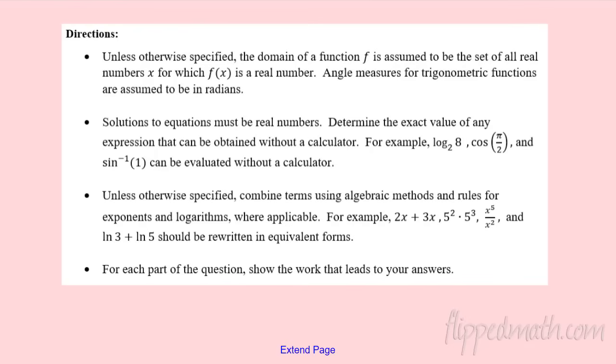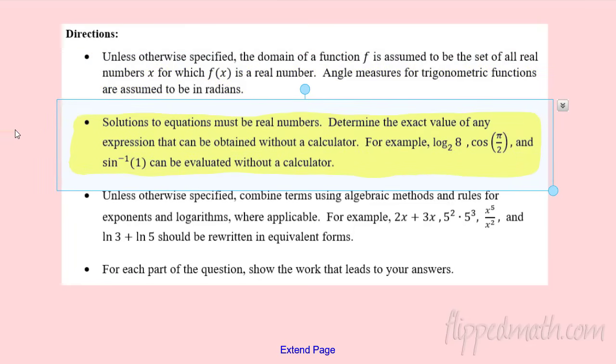So here are the official directions. I would make sure you read through these. At some point, you'll see them on the exam. We're going to go through them briefly here. Basically, the domain is all real numbers unless they tell you otherwise, and we always use radians. We're always doing that anyway. So just assume it's all real numbers unless they limit that domain somewhere.